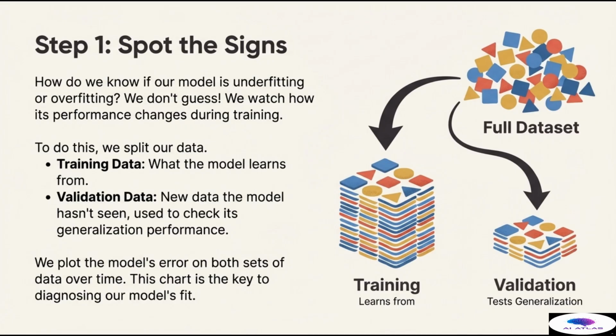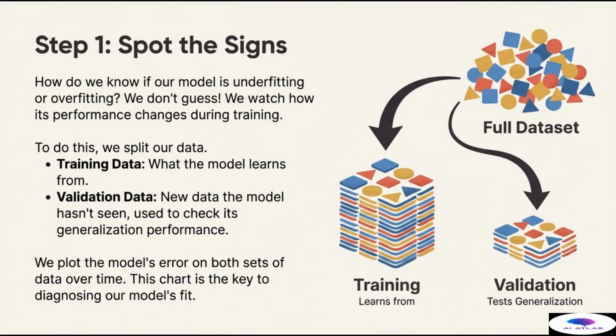Second, we have the validation data. This is new data, typically 20% to 30% of the total, that the model has absolutely not seen during its training process. We use the validation data as an independent, unbiased judge. Its sole purpose is to check the model's generalization performance. If the model performs well on the training data, but fails on the validation data, we know we have an issue. By plotting the model's error rate on both sets of data simultaneously over the duration of training, we gain the key diagnostic tool needed to understand and manage our model's fit.